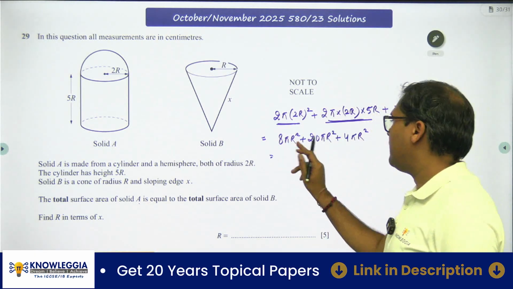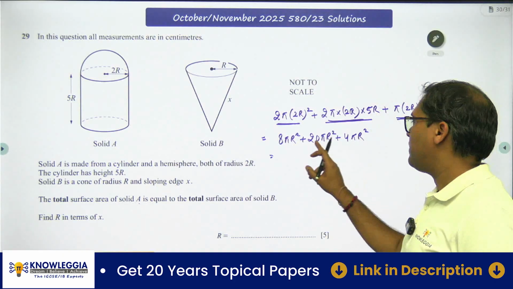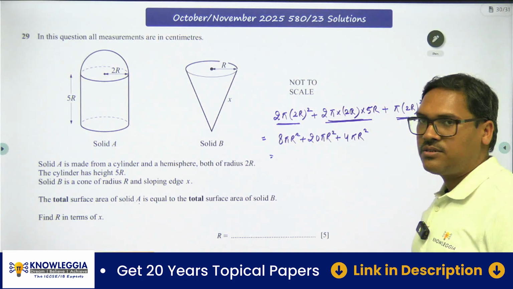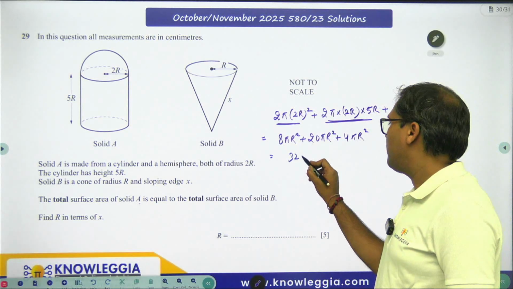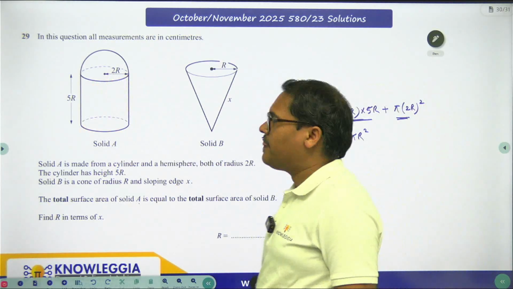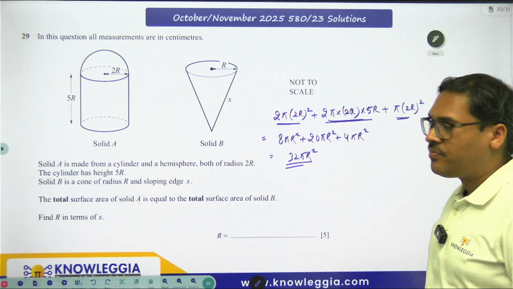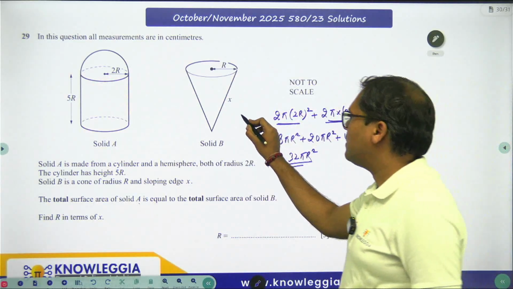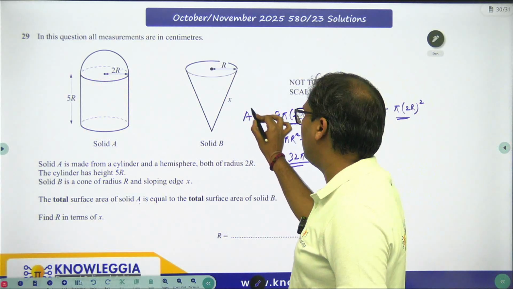So you can see this 8 pi r square is common. This is 8 plus 4, 12. This is 32 pi r square. This is the surface area of this. Correct? So this is the surface area of this first shape, that is A, solid A.